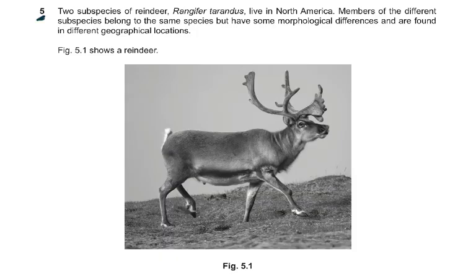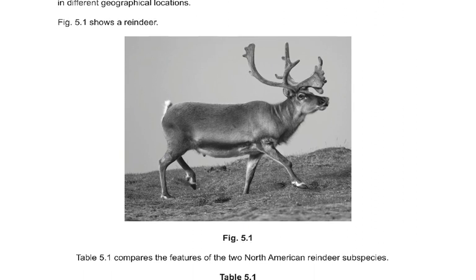Question 5. Two subspecies of reindeer, whatever, live in North America. Members of the different subspecies belong to the same species but have some morphological differences and are found in different geographical locations. Figure 5.1 shows a reindeer. Please remember, you must do this paper before you look at this video. So you must try to solve it beforehand and do it in writing so that you know where your mistakes are. If you just look at my video, you're not going to learn much.